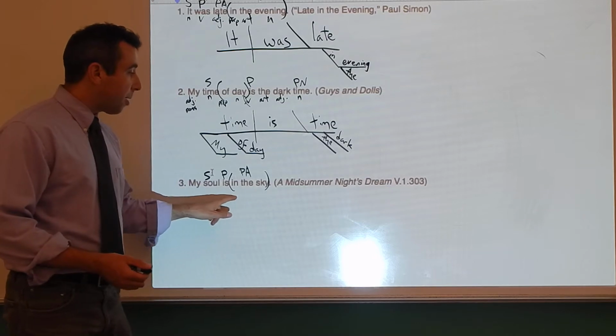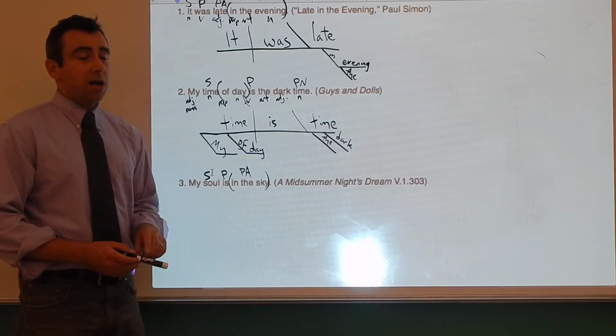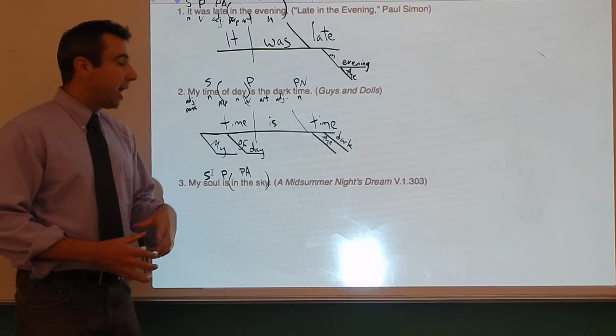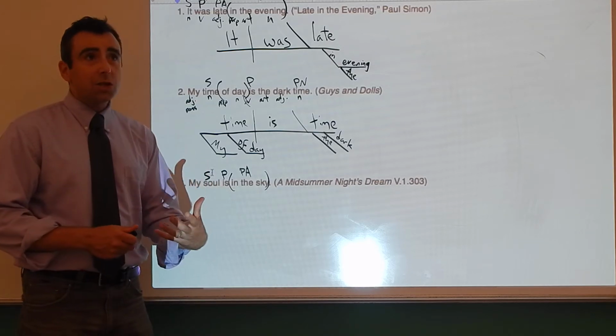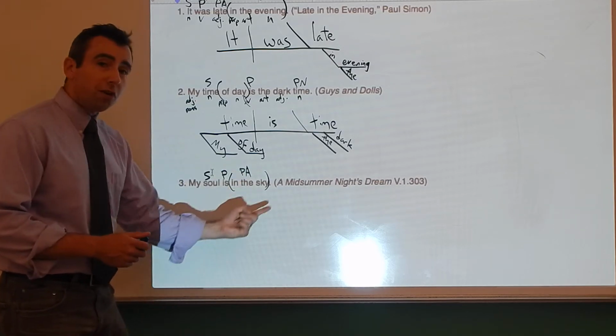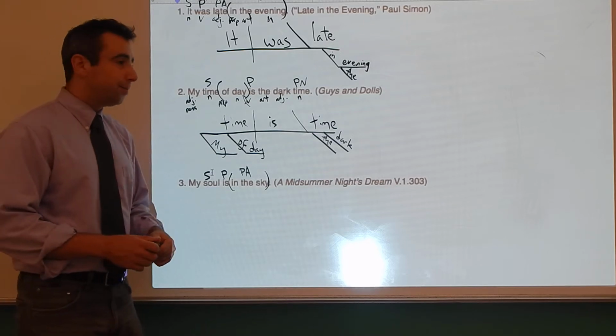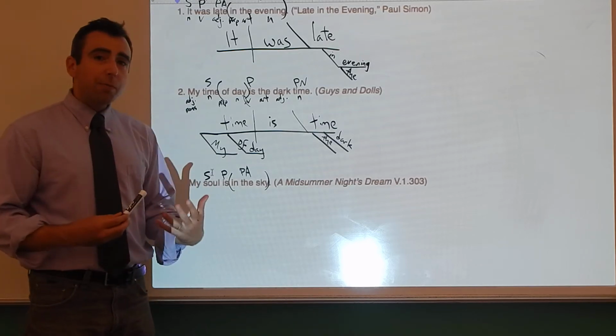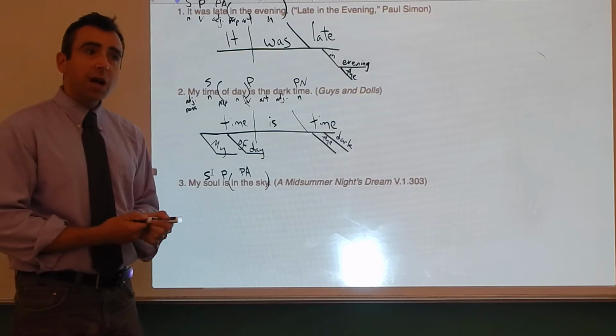The whole prepositional phrase, in the sky, is the predicate adjective. You can't separate out one word and say that's the predicate adjective, because it's the whole phrase that's the predicate adjective. Okay, please label the parts of speech. Pause the video till you're done, then we'll go over it.